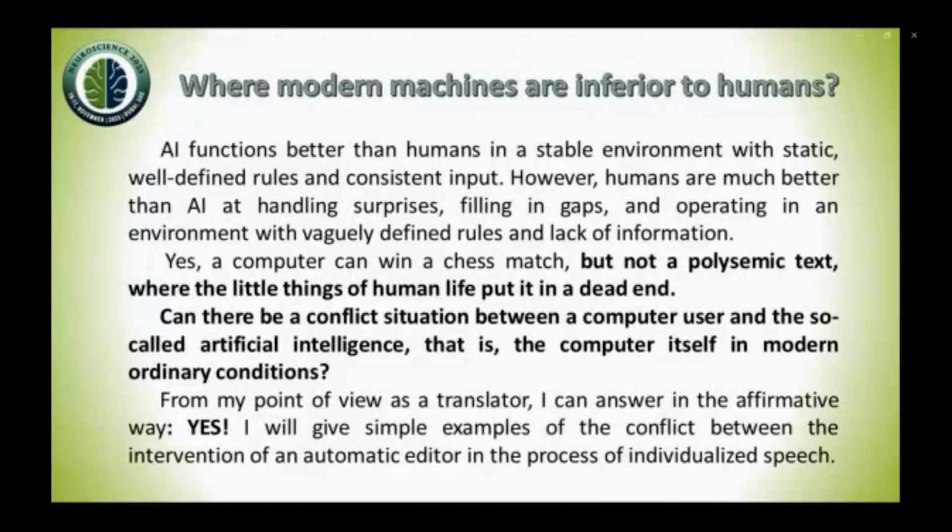Where modern machines are inferior to humans: AI functions better than humans in a stable environment with static, well-defined rules and consistent input. However, humans are much better than AI at handling surprises, filling in gaps, and operating in an environment with vaguely defined rules and lack of information. Yes, a computer can win a chess match, but a polysemantic text with a little thing of human life puts it in a dead end.